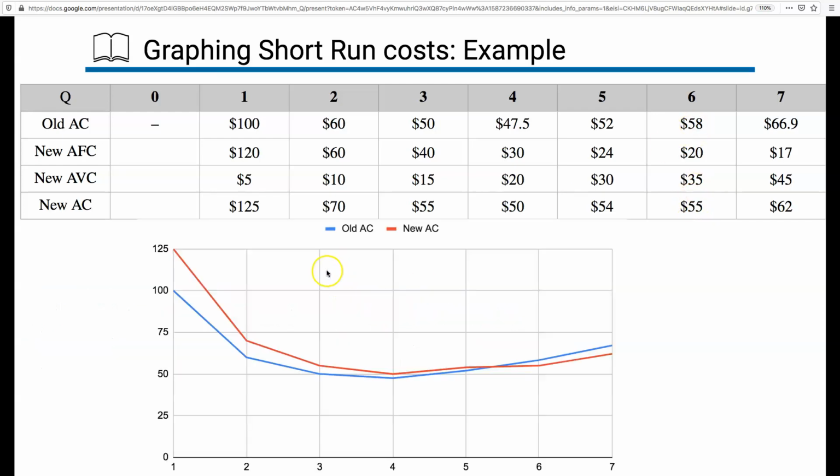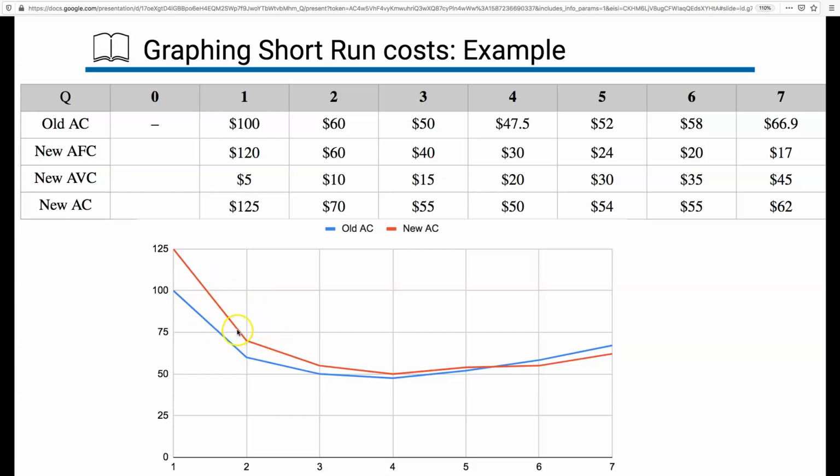So graphically, it looks like that. The old average cost curve is the blue line, and it's lower than the red line. And you know that the new average costs are high for small levels of output because we have more capital, so more fixed cost and more average fixed cost.